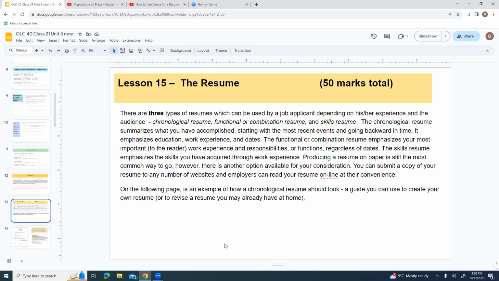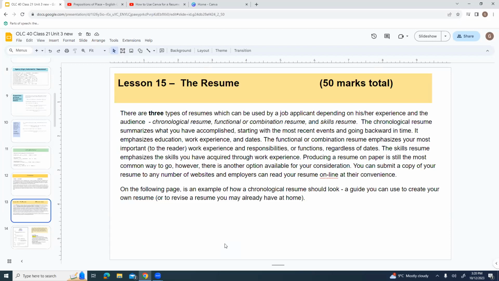Producing a resume on paper is still the most common way to go. I disagree. However, there's another option available for your consideration. You could submit a copy of your resume to any number of websites, and employers can read your resume online at their convenience. The most common one for that would be putting your resume on LinkedIn. It absolutely gets used by people who are in human resources.